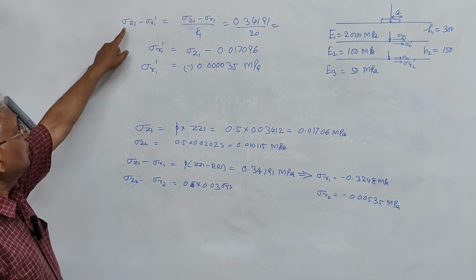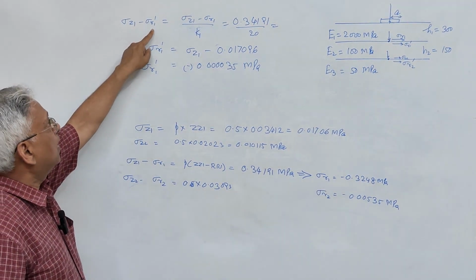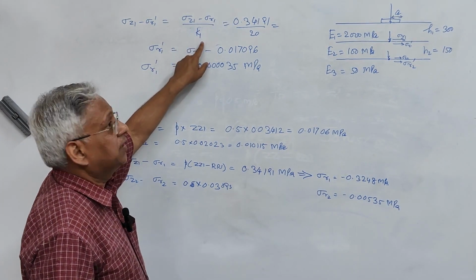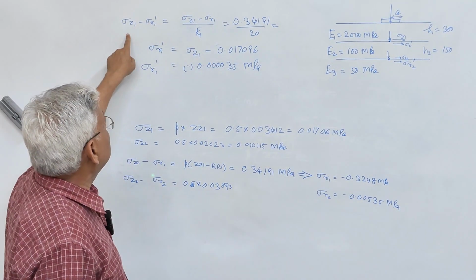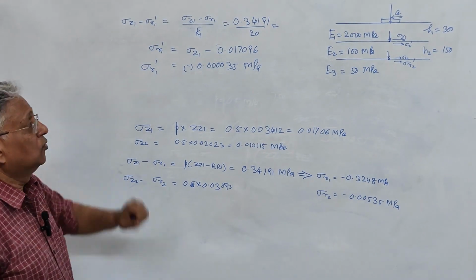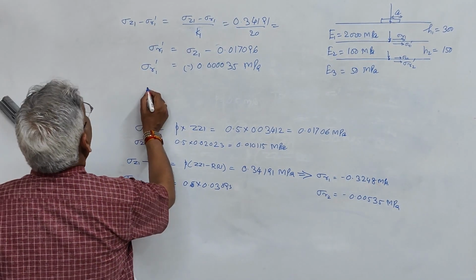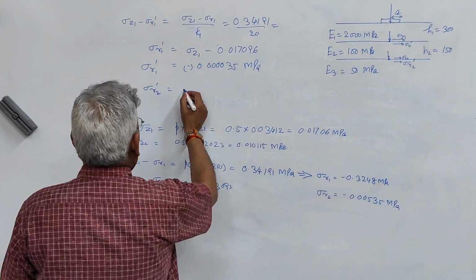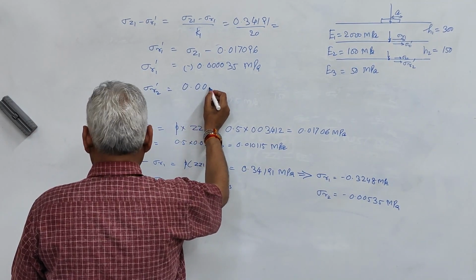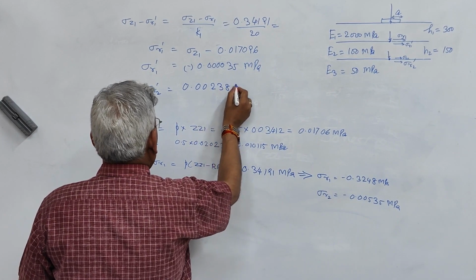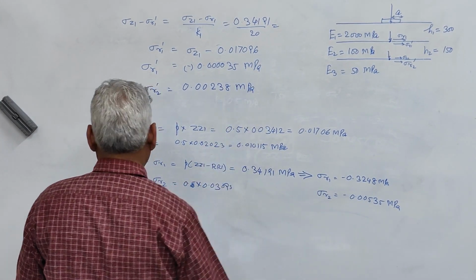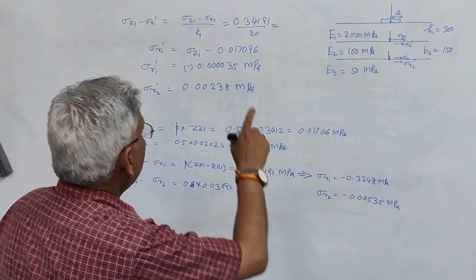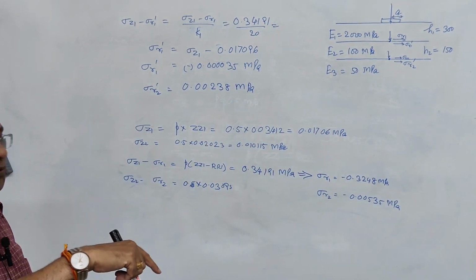And similarly, you can find out sigma R2 dash, which is sigma Z2 minus sigma Z2 minus sigma R2 upon K2. You know sigma Z1, sigma Z2, so you can find out what is sigma R2 dash. So sigma R2 dash will be equal to 0.00238 MPa. This is positive and therefore this is compressive. Now you can find out the strain value also.